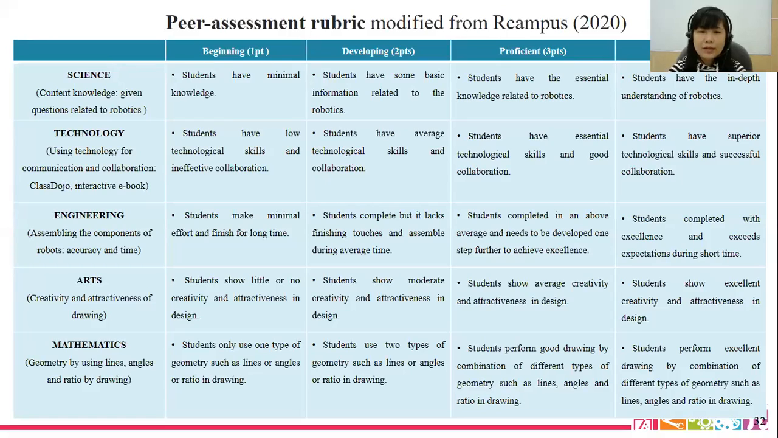The next one is a rubric to check the student performance, and this rubric is modified from Canvas 2020. In this study, we will investigate 5 aspects, including science, technology, engineering, arts, and mathematics. And there are 4 levels: beginning, developing, proficiency, and exemplary. For example, for the beginning level in science, we will check the student knowledge related to robotics. If the student has minimal knowledge, we give 1 point. And if the student has some basic information related to robotics, we give 2 points.